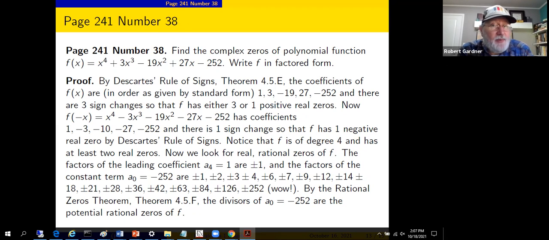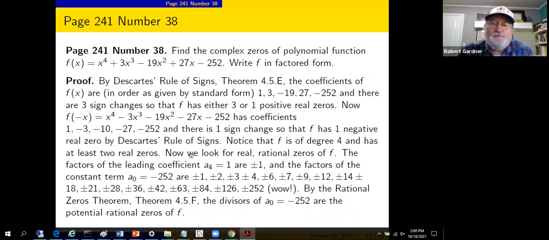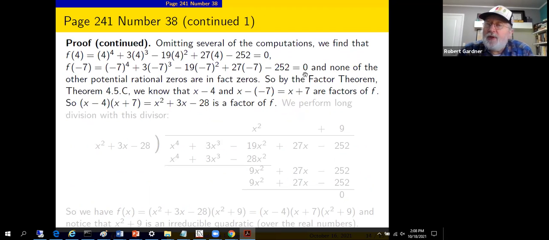Nothing to be learned by all of the failures. We got 36 numbers here. A bunch of them aren't going to work. Omitting many computations, we find 2 of them do work. Positive 4 and negative 7 were on the list. Let me go back. Positive 4 and negative 7. Yeah, those were on the list, and it looks like those 2 work.